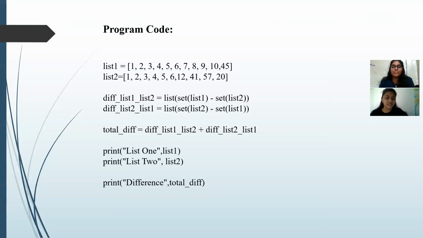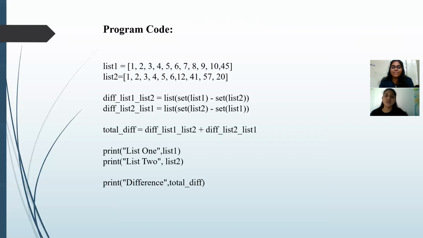And with the help of that, we have found the difference of elements between the two lists. And now those different elements, we have added the two different elements by giving variable total difference. As you can see, total difference is equal to difference of list 1 minus difference of list 2. So now we have to show the difference of the two lists by using the variable which was allocated, which is total difference.